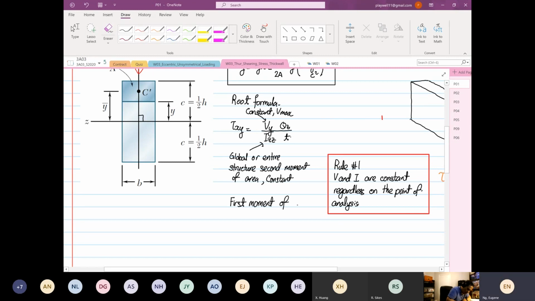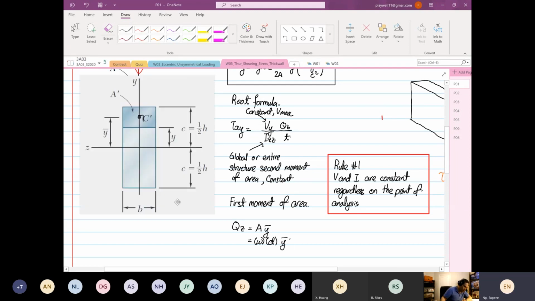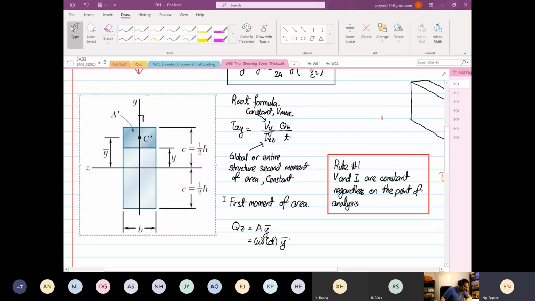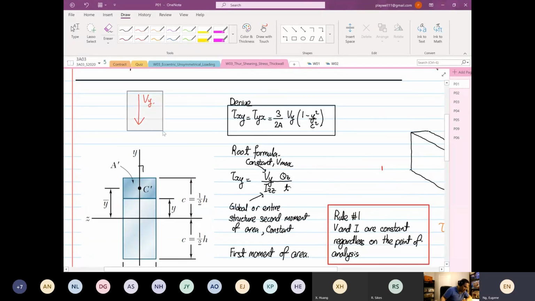So for this case, we are going to find the first moment of area about the z-axis, which is equal to area multiplied by y bar. Okay, so area over here, I prefer to have a notation that's width multiplied by depth, multiplied by y bar, right? So depending on where or how the shear force is acting, our shear force is coming perpendicularly down.